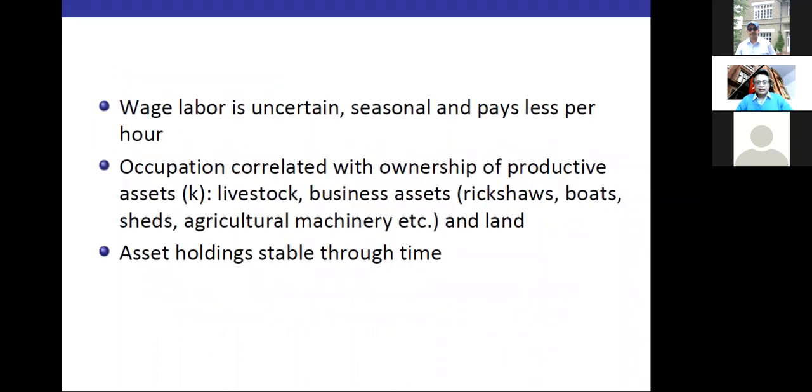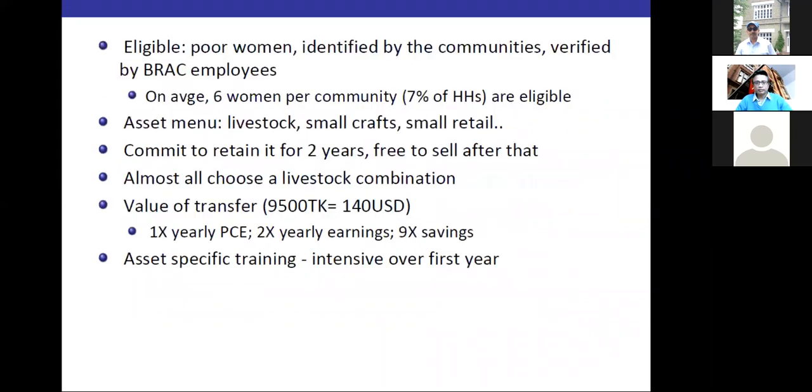Wage labor is uncertain, seasonal, and pays less per hour. And therefore, anybody who should be able to afford the assets and get into some of the self-employment activities should be wanting to do that. And that's where our theory comes in, that it is possibly the indivisibility and the lack of ownership up to a certain threshold that is constraining this.